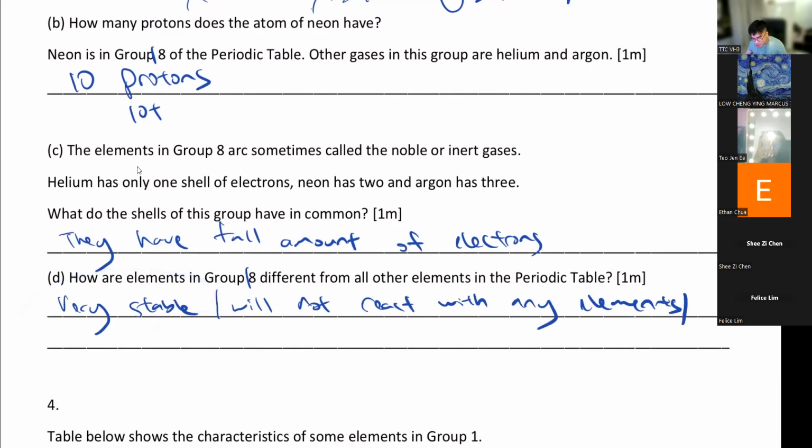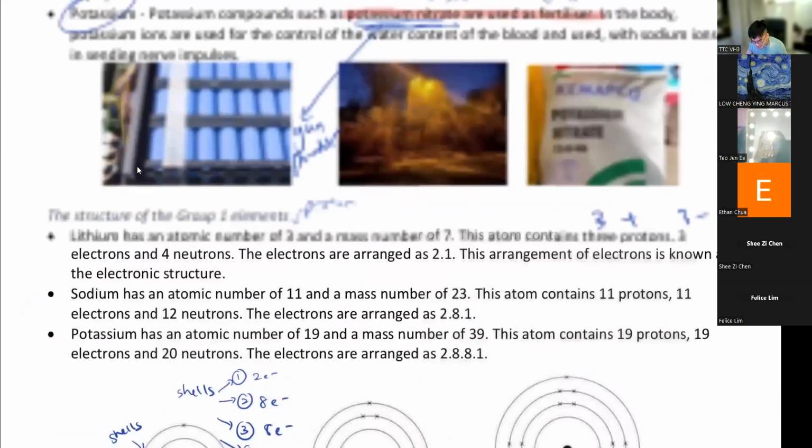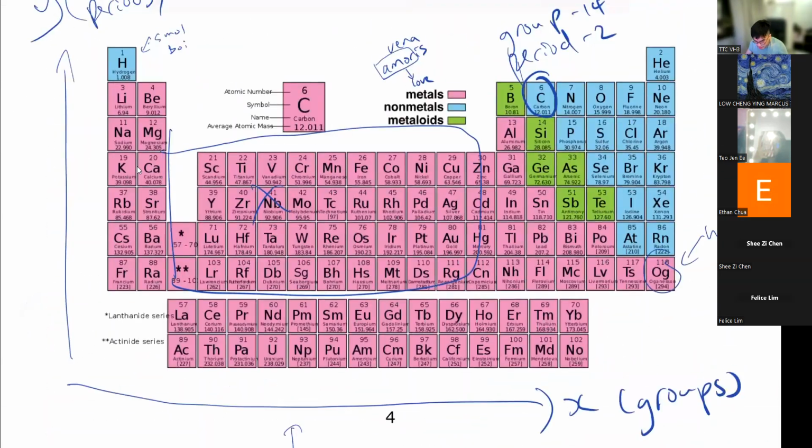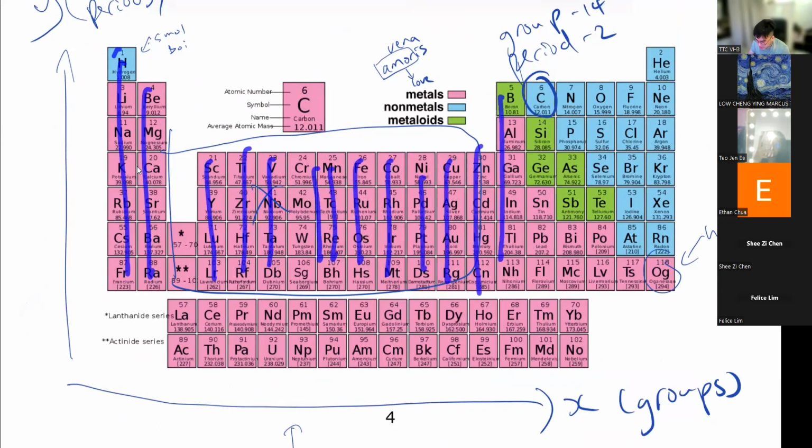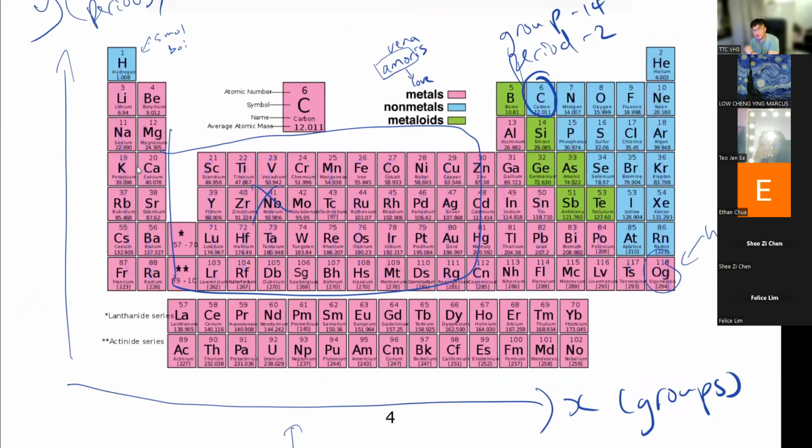Not group 8, guys, it's group 18. Because if you count all the way here, it's 1, 2, 3, 4, 5, 6, 7, 8, 9, 10, 11, 12, 13, 14, 15, 16, 17, 18. Okay, we call it 18 because it's at the 18th column.